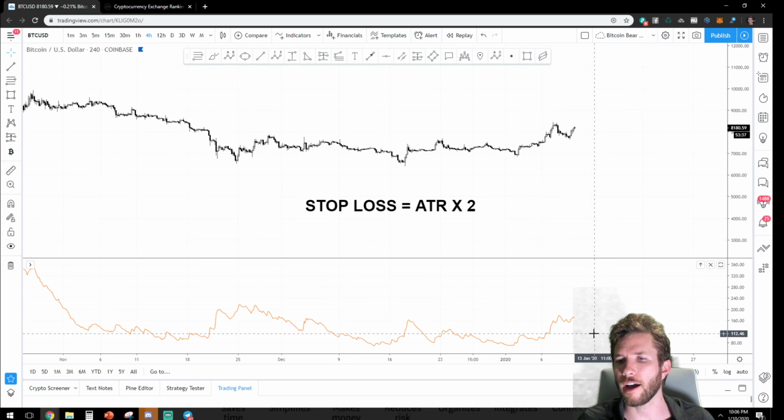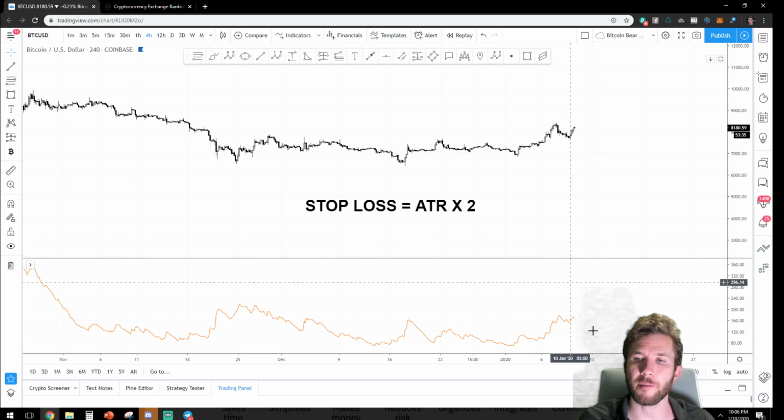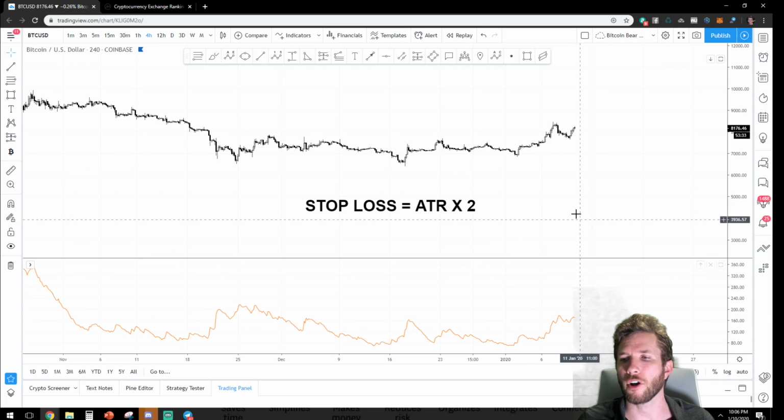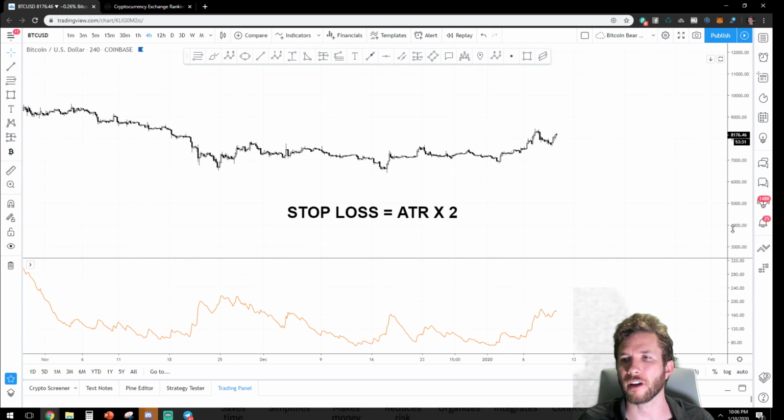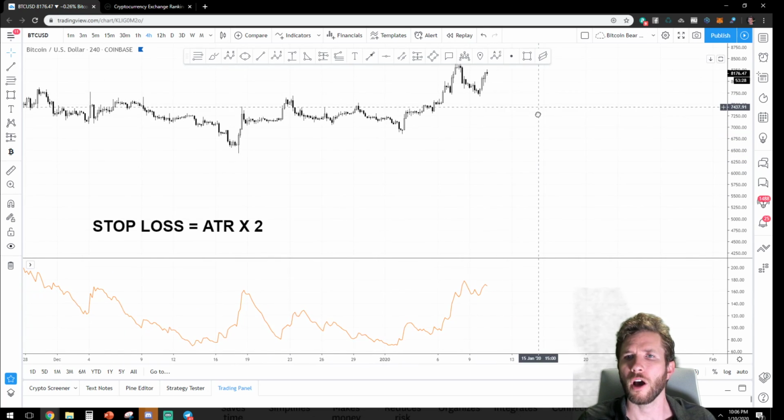The ATR on Bitcoin right now is around 170. That means each candle is around $170 on a 4-hour time frame, which makes a lot of sense.